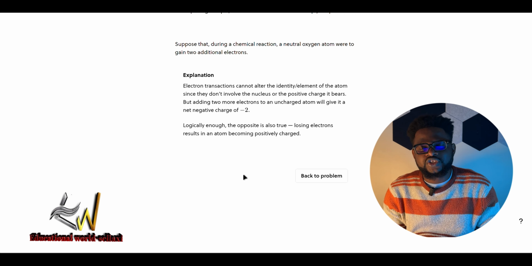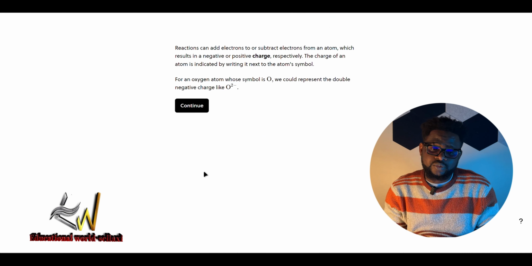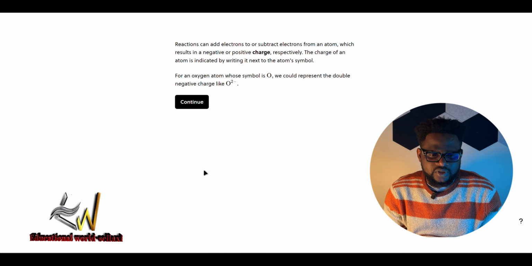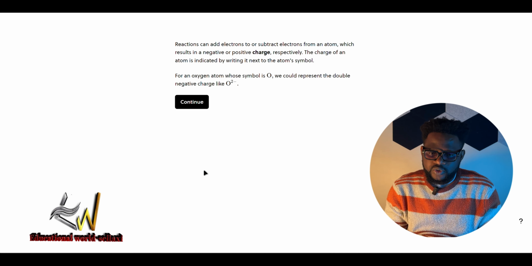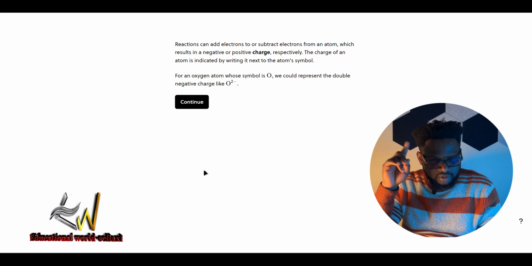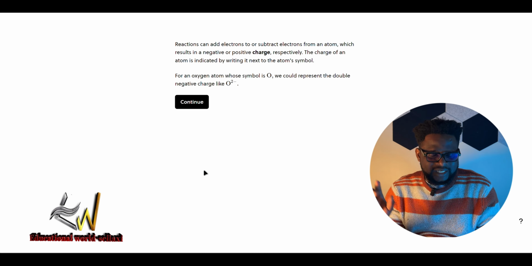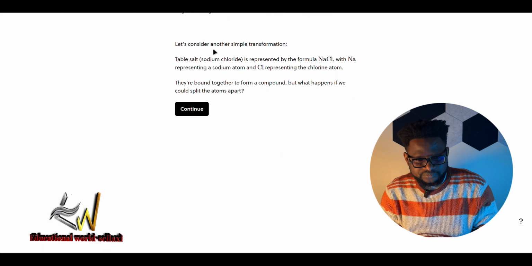So the opposite is true when it comes to losing electrons to become a net positive charge. For an oxygen atom, whose symbol is O, we could represent a double negative charge like this: O with an exponent of 2 minus, showing it has gained a net negative charge. That's it. Let's look at other simple transformations.